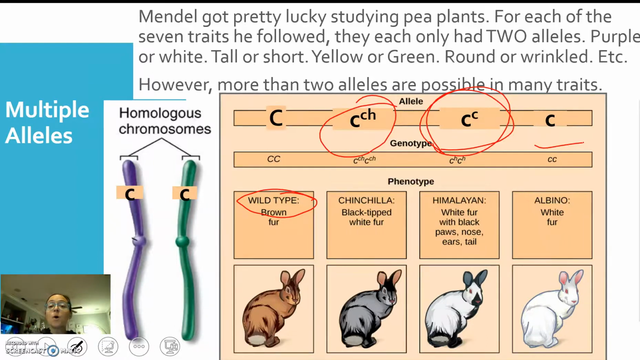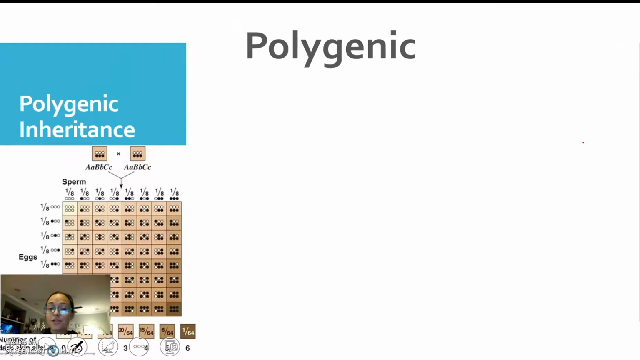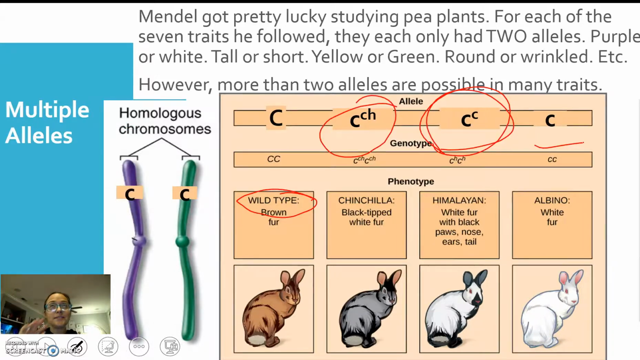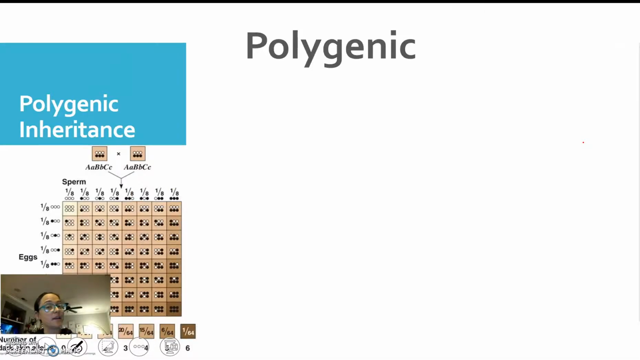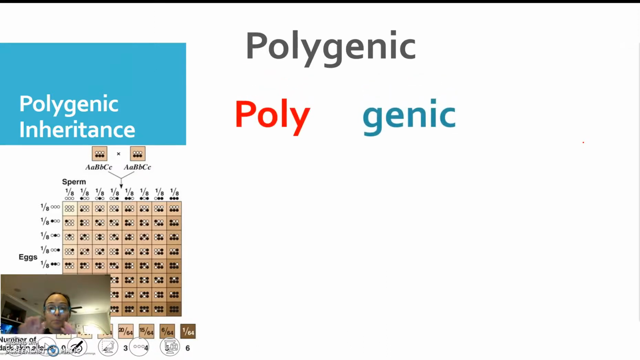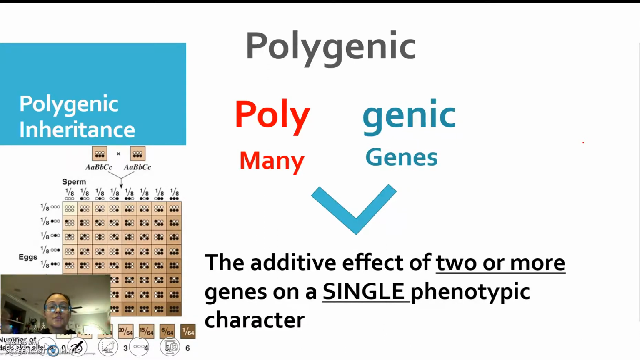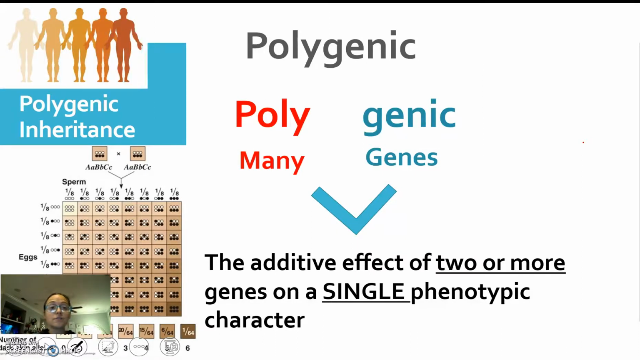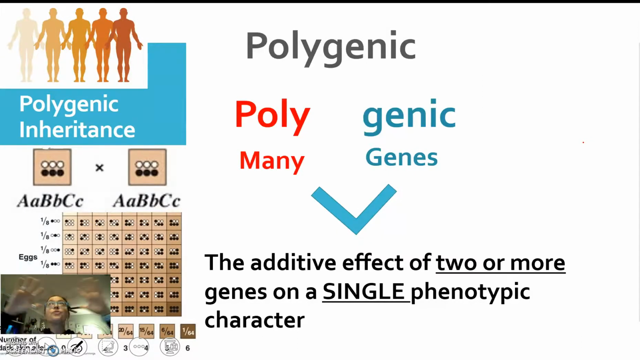So while there are multiple alleles, each individual only inherits 2 copies because 1 from the mom, 1 from the dad. Now, I do find that students have a trouble differentiating between multiple alleles and polygenic. So with this, polygenic, let's break the word up. Polygenic means many, and genic is referring to genes. So this is where you have many genes influencing 1 phenotype. So it's the additive effect of 2 or more genes on a single phenotypic character. So skin color is a perfect example. There's multiple genes that you inherit that influence your phenotype.